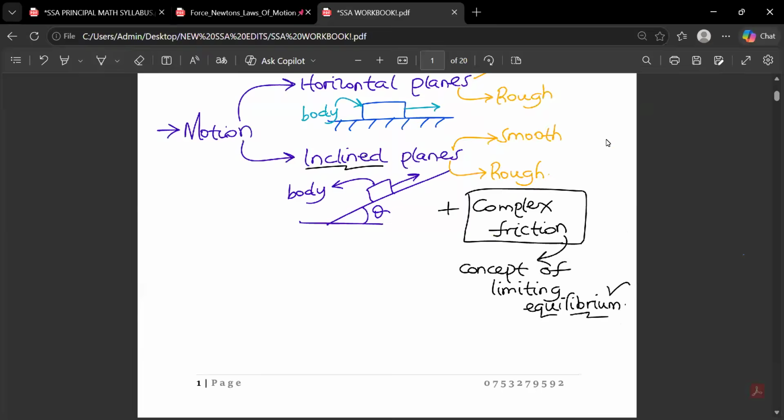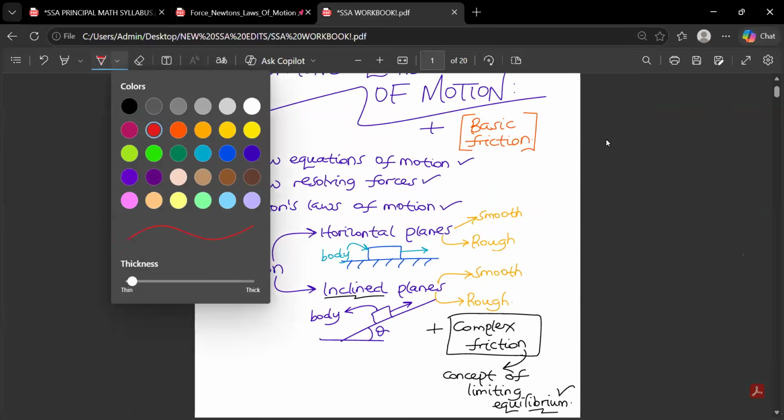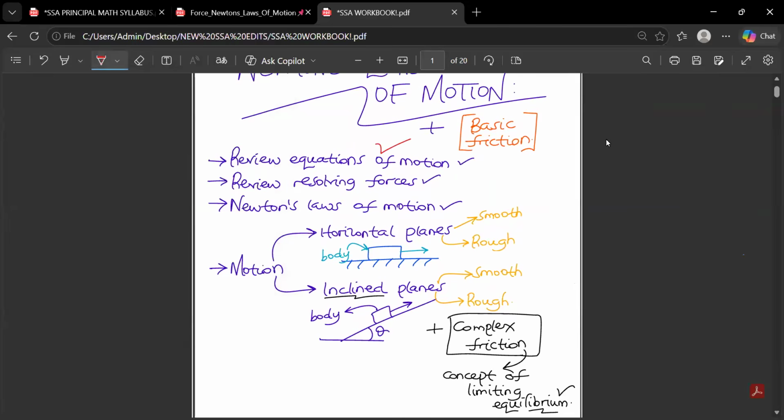So for this lesson one, these are the targets. We are going to review the equations of motion. We are going to review some bit of resolving forces. We are going to do Newton's laws of motion. Are we together? We are going to do the horizontal planes, and we are going to do both the smooth and rough. Now, this rough part, that's why we shall talk about basic friction.